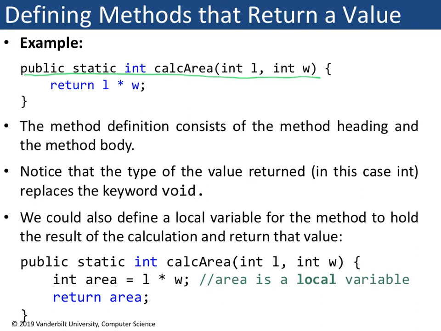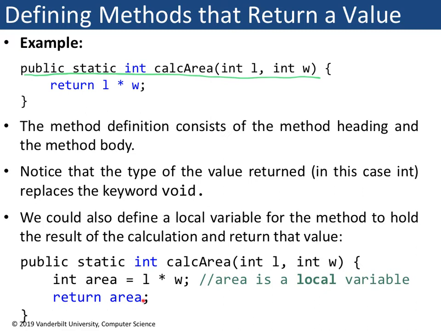A similar version of the same method could have been made, which stores the area in a variable, and then the variable is included in the expression. So just to be clear, we could have had the method heading public static int, because we're going to return an integer value, calcArea, int L, int W. So two parameters, L and W. And then we could have declared a variable inside this method, area, of type integer, and we could have assigned area the expression L times W. That expression obviously will evaluate to the area, and we have stored it in the variable called area.